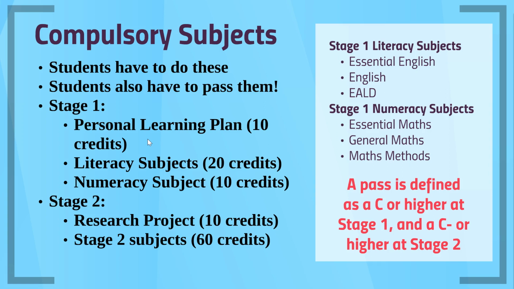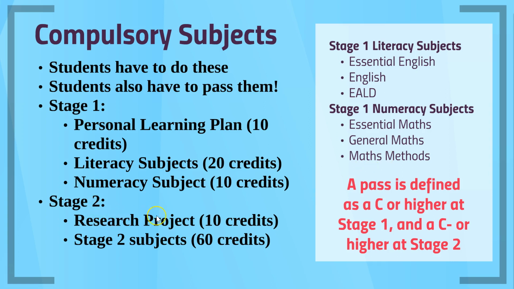They have literacy subjects they have to do at Year 11, and the Stage 1 literacy subjects are Essential English, English and English as an additional language or dialect. They have to choose this for a full year at Year 11, which is why it's 20 credits, so it's 2 semesters worth. They also have to, at Year 11, choose a numeracy subject of 10 credits. So in Semester 1, they choose either Essential Maths, General Maths or Math Methods. And then they can choose that for Semester 2 if they want, but it's not compulsory.